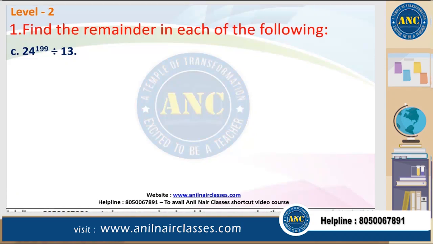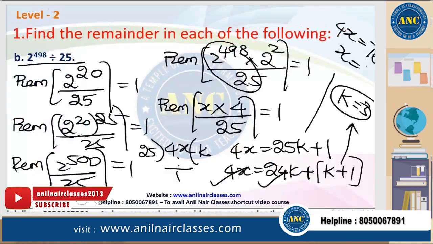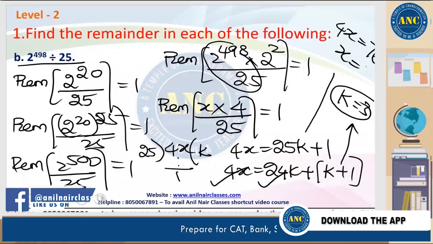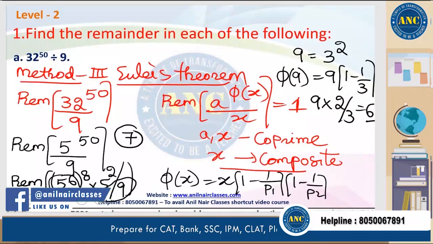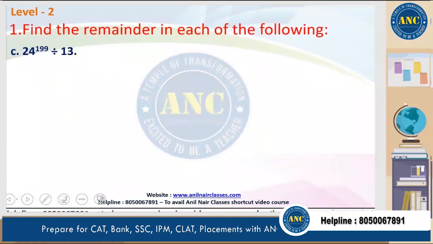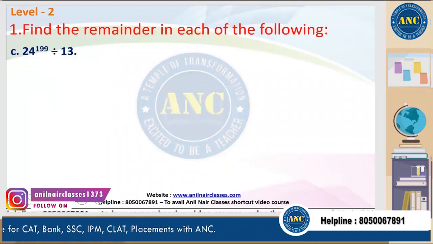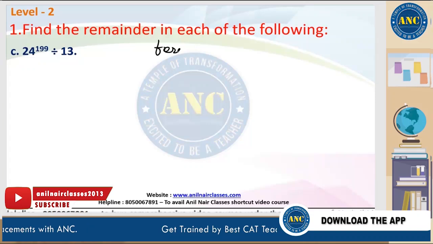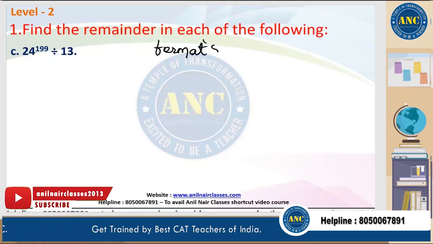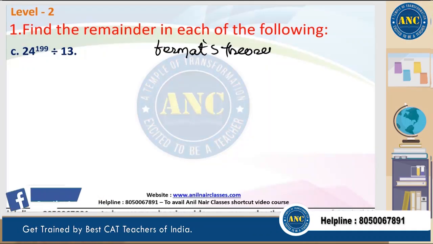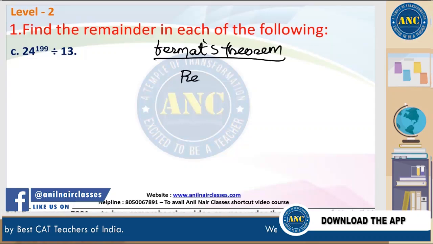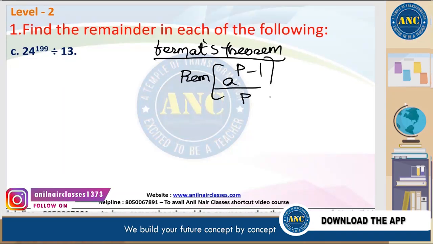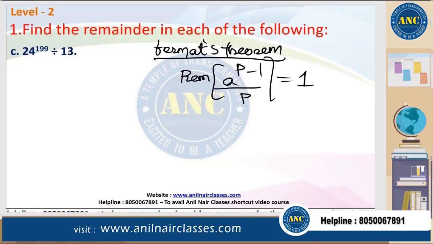24 power 199 divided by 13. Anil sir, why did you take this question? A smart student might ask a doubt: Anil sir, here 25 is a composite number, here 9 is a composite number. What if the denominator is a prime number? So that is the reason I will introduce one more concept which we call Fermat's theorem. What is that theorem? This theorem helps us to solve the problem in less time and space. It makes our job easier.